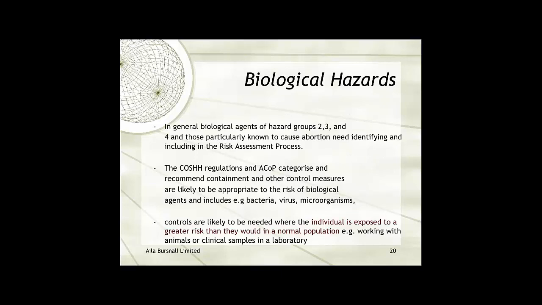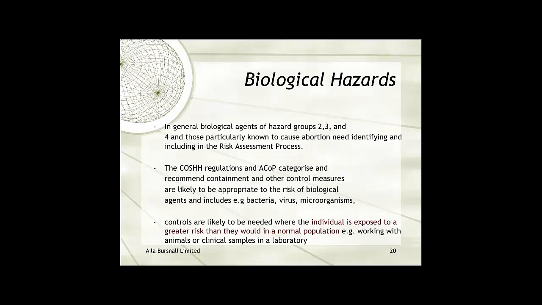So now moving to the biological hazards. The COSHH regulations and the ACOP categorise and recommend containment and control measures that are likely to be appropriate to the risk of biological agents. And you have categories here, 2, 3 and 4. So 2 being moderate risk of disease, 3 being high individual risk, and then 4 being high individual and community risk. And yes, they are known to cause abortion and need identifying and including in the risk assessment process.